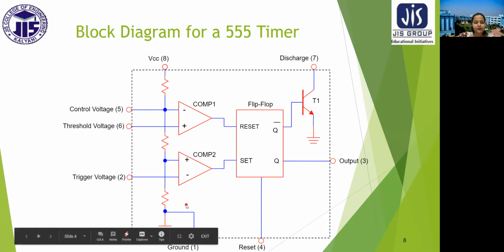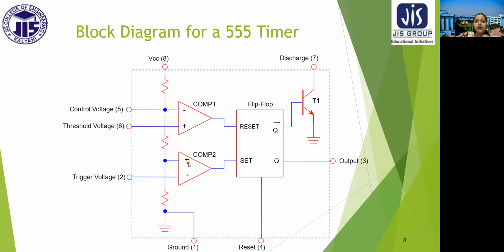Now you can see two comparators. This is comparator 1 and this is comparator 2. In many books you can find this is known as upper comparator and this is known as lower comparator. That is also right. Again, in some of the books it is known as threshold comparator and trigger comparator. That is also right. So we can call these comparator 1, comparator 2, or upper comparator, lower comparator, or threshold comparator, trigger comparator.